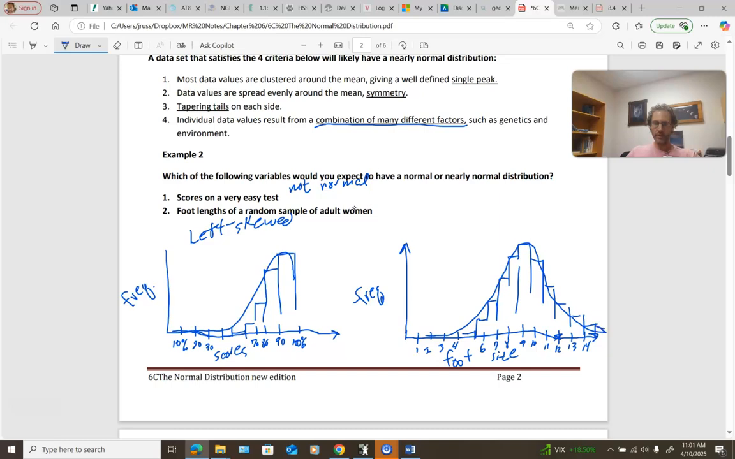It would be bell-shaped. And another thing you can know that it would be normally distributed is that what goes into determining foot length, or really any physical characteristic for that matter, is genetics. A lot of genes come into play. Many genes influence the actual physical size of a female's foot. So anyway, this one would be normally distributed.